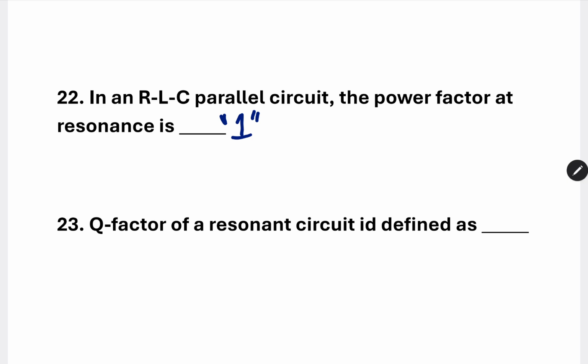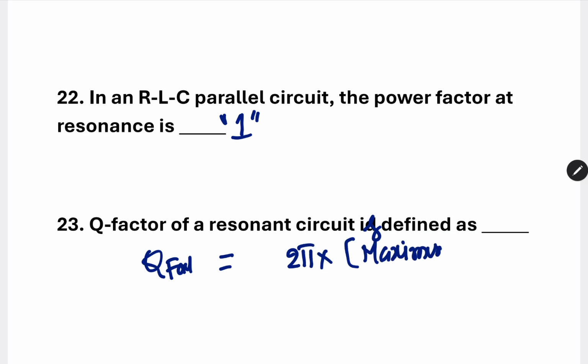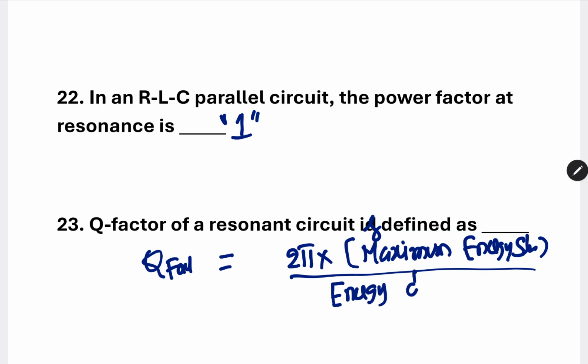Next, question number 23. The Q factor of a resonant circuit is defined as 2 pi into maximum energy stored divided by energy dissipated per cycle. This is the definition of Q factor in the resonant circuit.